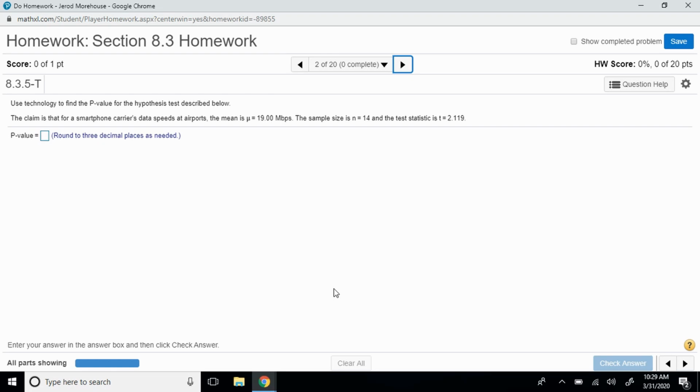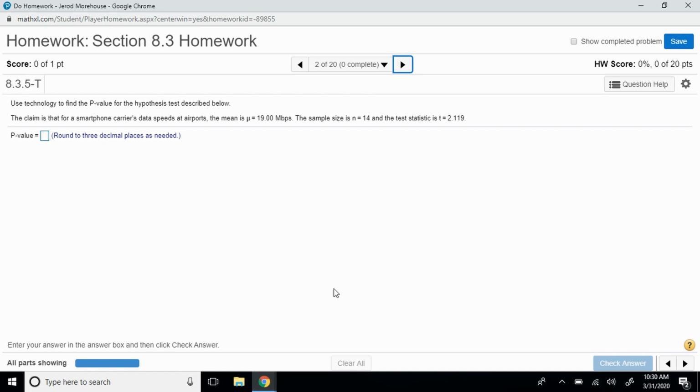Okay, looking at problem number 2 from the 8.3 homework here, it says that the claim is that for a smartphone carrier's data speed at airports, the mean mu equals 19 megabytes per second. They took a sample of size 14 and they got a test statistic of t equals 2.119.